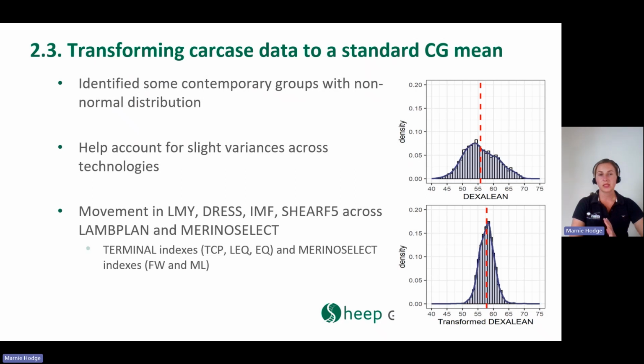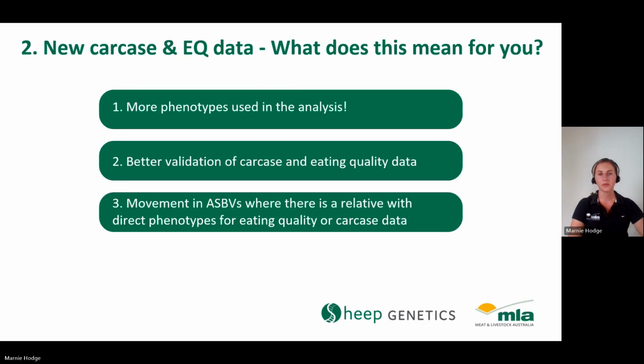This may result in movements in breeding values for lean meat yield, dressing percentage, IMF and shear force across both Land Plan and Merino Select, and obviously in indexes that have relevant carcass data in both Land Plan and Merino Select. So ultimately, what does this mean for you?